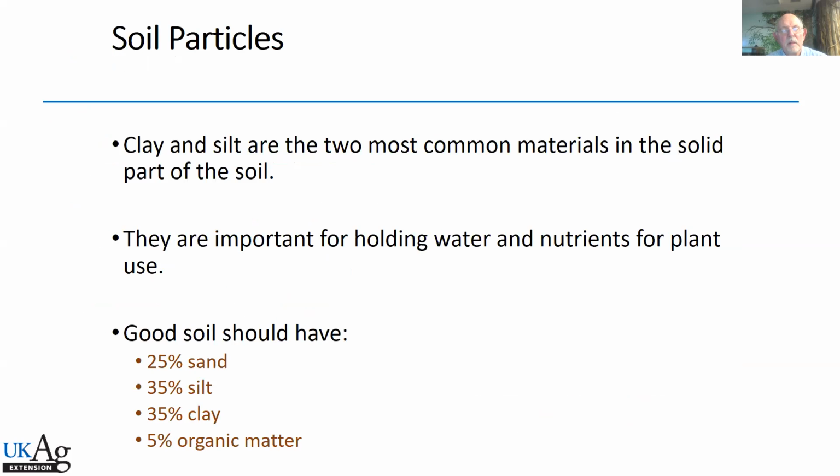With soil particles, we mostly like to see a large percent of clay and silt in the soils that we work with. That provides the best water holding capacity and the ability for those soils to hold and supply nutrients for plant growth and production. And you can see there from the bottom, a good, ideal soil is going to be about 25% sand, 35% each of silt and clay, and about 5% organic matter. That's sort of an ideal situation. Most people would be very pleased with something similar to that.